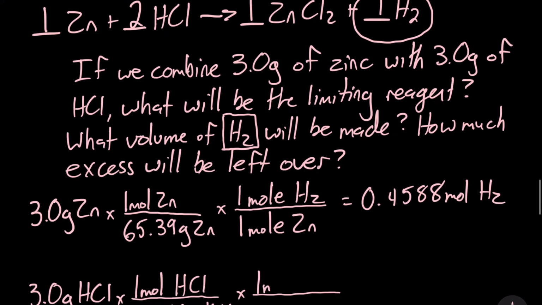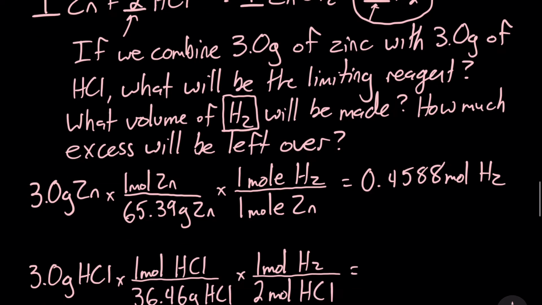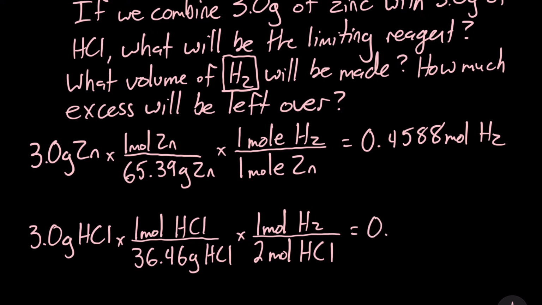And one more conversion here from our balanced equation, remember. 1 mole of H2 on top, and this time I'll draw a little arrow here. For every 2 moles of HCl used, there's only going to be 1 mole of H2 produced. So our ratio of 1/2 does make sense here. And if you type that into your calculator, you should get 0.04114.